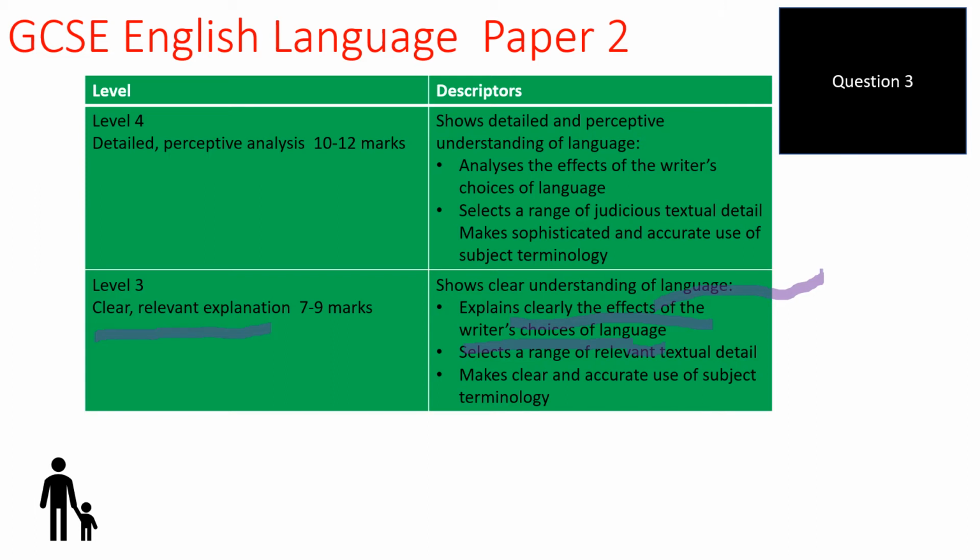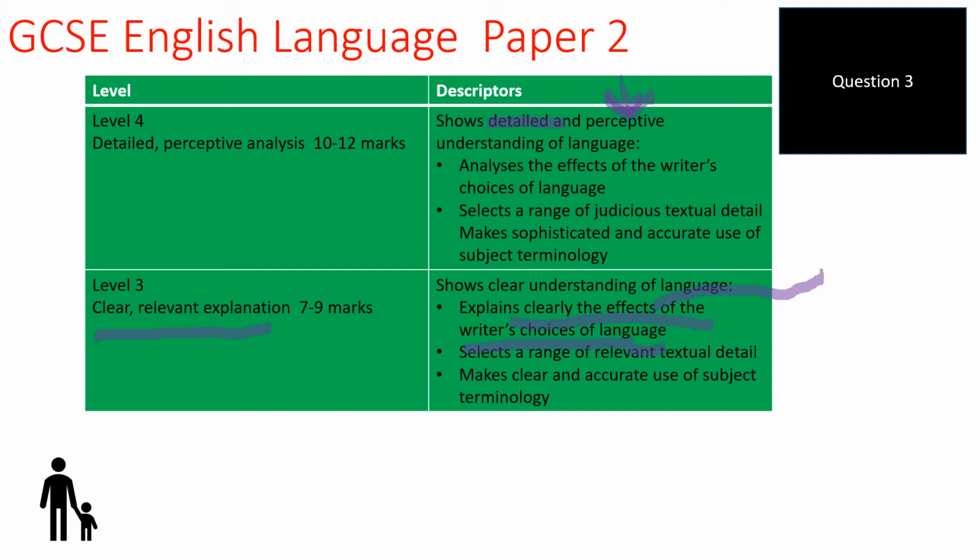If we look at level 4, which is your top band in the marking, so this is 10 to full marks, what actually happens at this level is that it's detailed. So they're going to go into a bit more detail, moving from clear to detailed. They're going to expand on a point and take it further. But also, there's this word perceptive. And this word perceptive means that it's something quite subtle that nobody else will have picked up on.